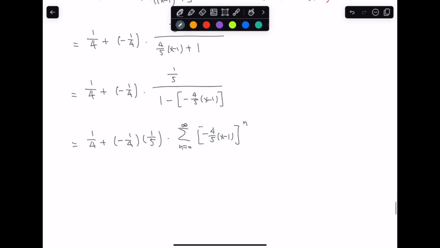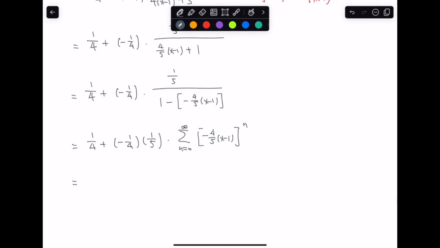And then same as before, you can open the bracket to simplify this, and then this can be simplified to negative 1 over 20, sigma, from 0 to infinity, and then we have negative 1 raised to n, and also 4 over 5 raised to n, so that will be 4^n divided by 5^n, x minus 1 raised to n, which is what we desire to find.